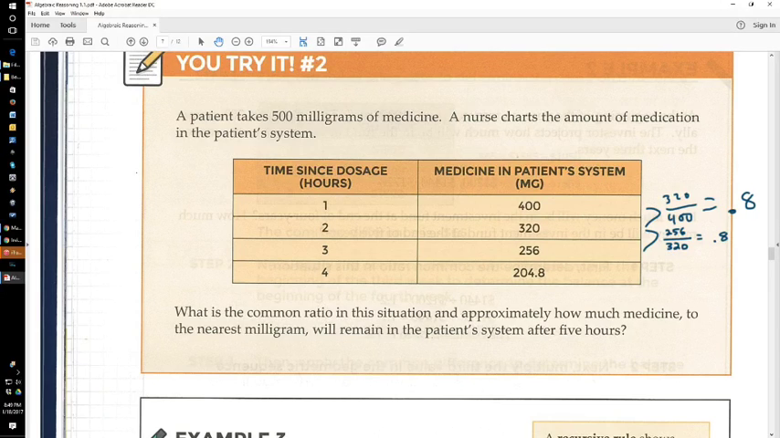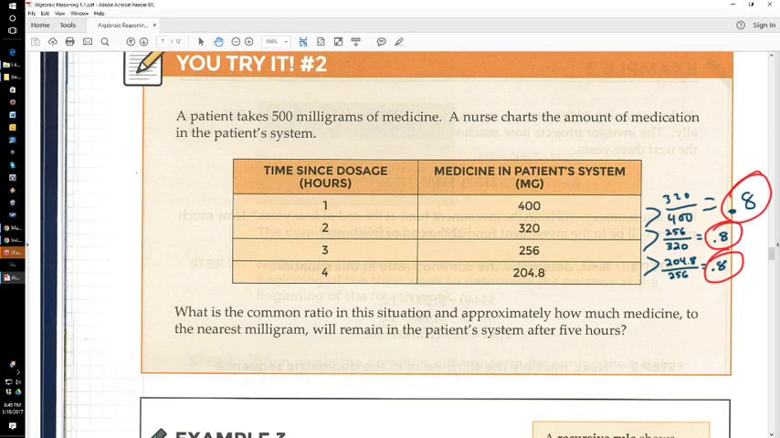All right, do the next one. 204.8 divided by the one before it, 256. 204.8 divided by 256. You get 0.8. You notice the pattern yet? The ratio for this one is 0.8. And this one is actually going down. If you want to know the percentage, this one is going down 20% each time. And you can ask me about that later. If you don't get that, we'll talk about that later. But this one is decreasing by 20%.